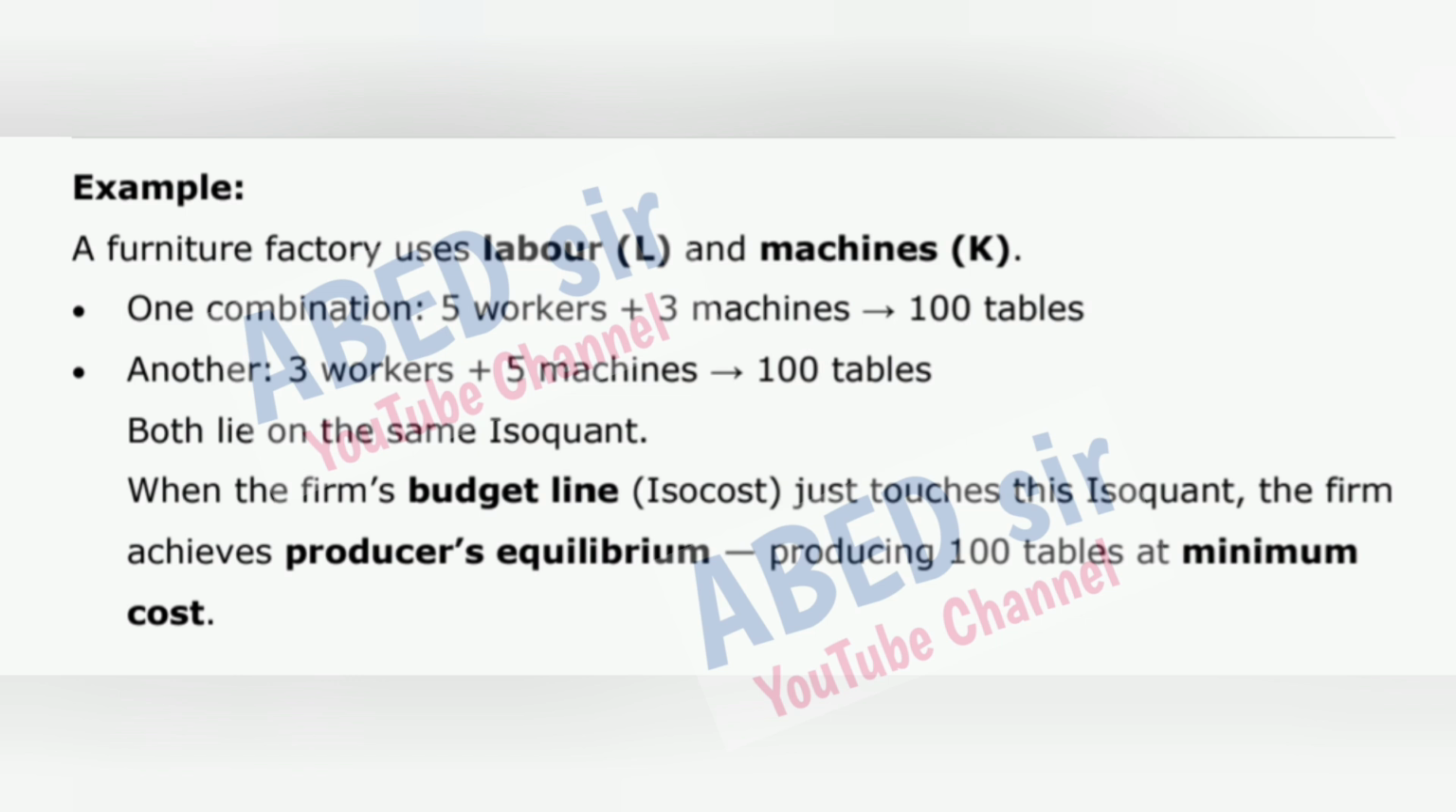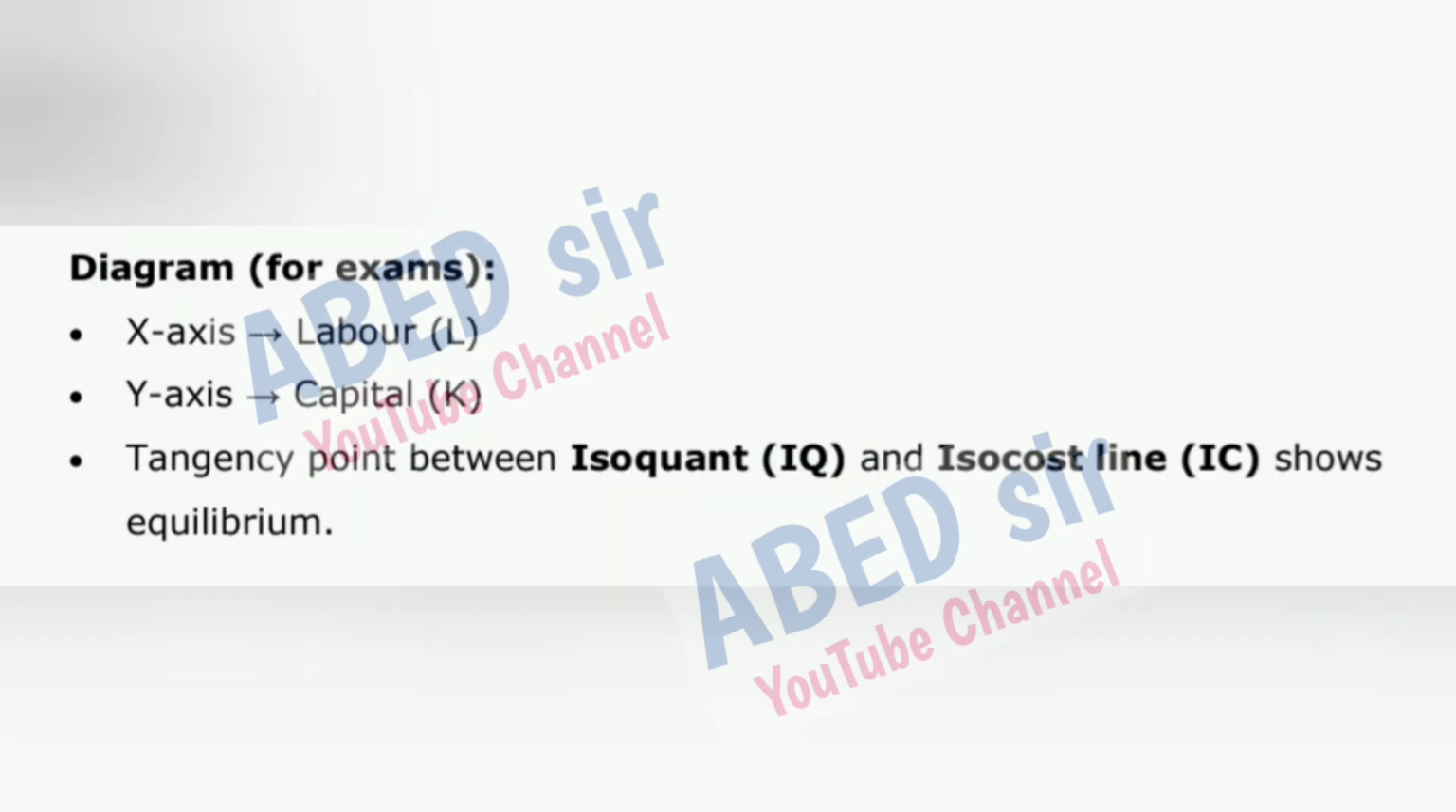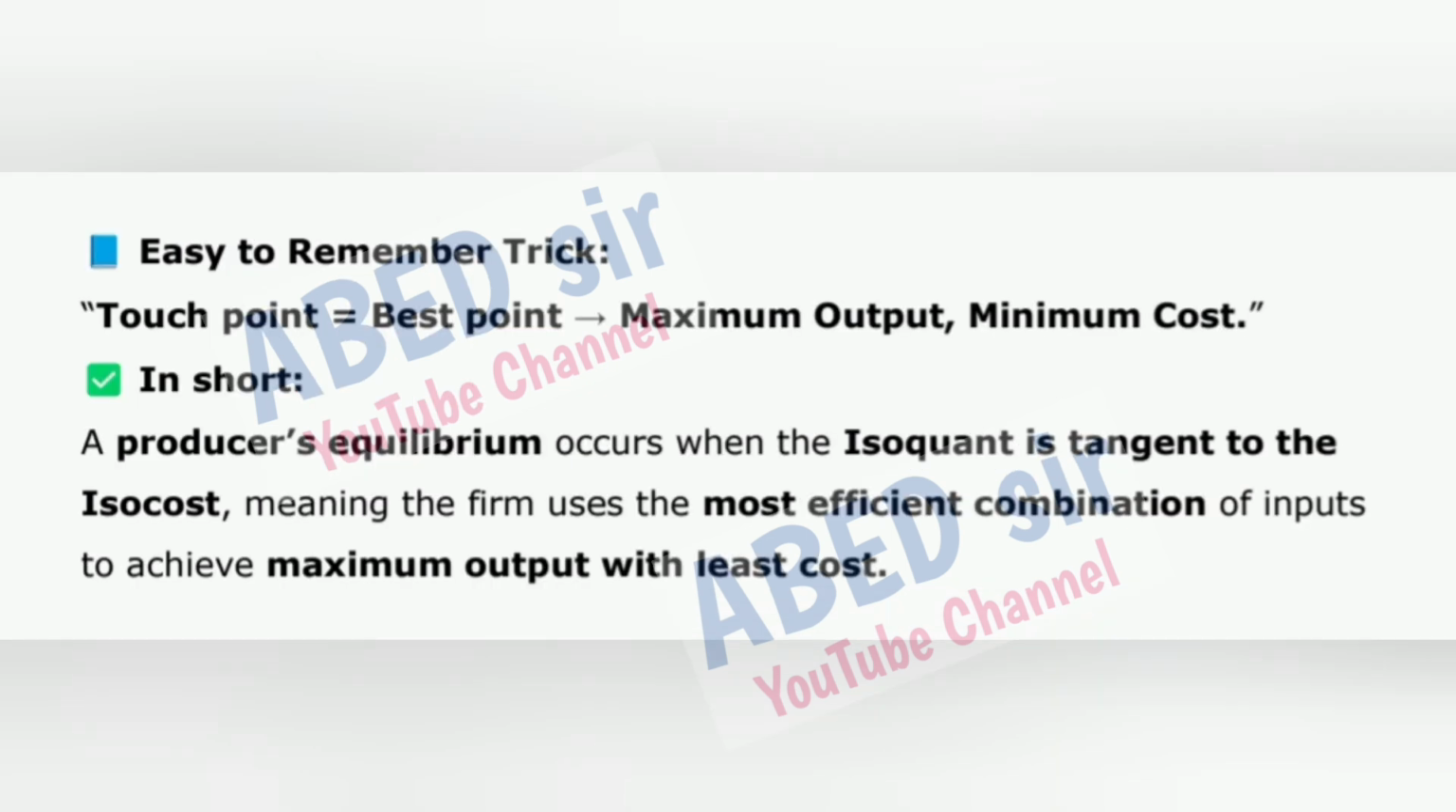When the firm's budget line, isocost, just touches this isoquant, the firm achieves producer's equilibrium, producing 100 tables at minimum cost. Diagram for exams: X-axis labor, L. Y-axis capital, K. Tangency point between isoquant, IQ, and isocost line, IC, shows equilibrium. Easy to remember trick: Touch point equals best point, maximum output, minimum cost.